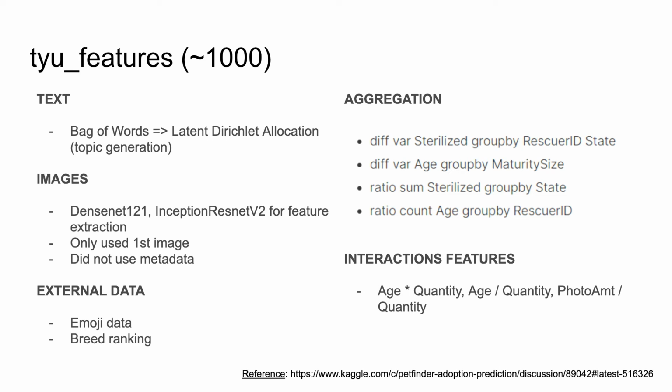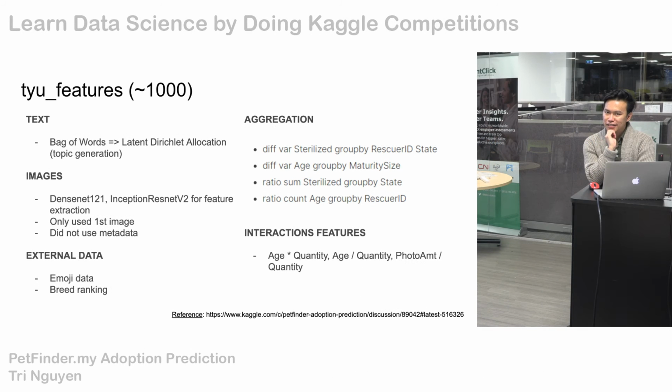They also used, surprisingly, some external data relating to emoji, because I guess some pet descriptions have emoji in them, and I think that would appeal more to the readers. In a way, they believe that would increase the adoption speed. They also did some aggregation on the data, like the difference between sterilized, and also some interaction features like age times quantity, age divided by quantity. How they arrived at that, I can only guess it's by trial and error.